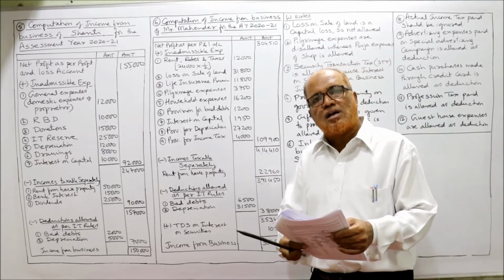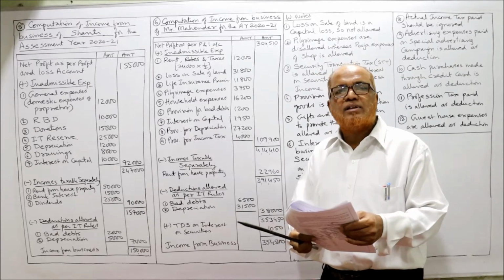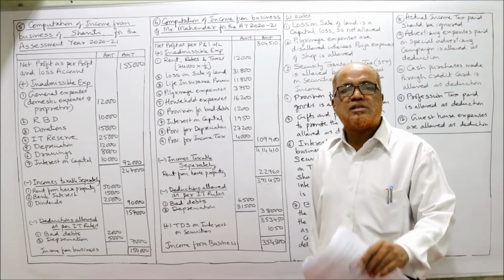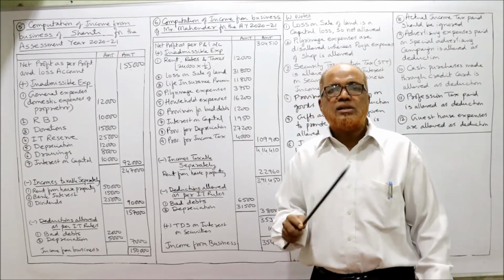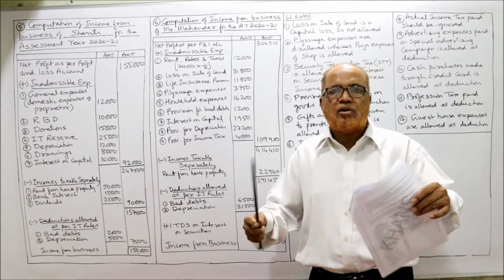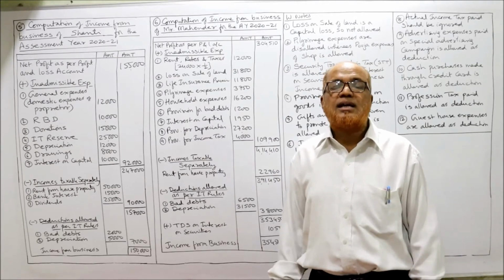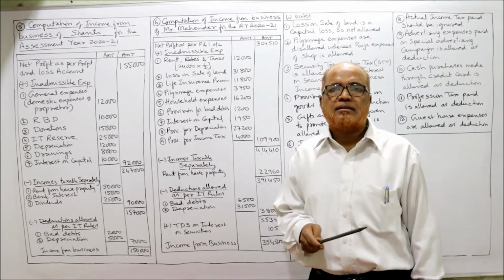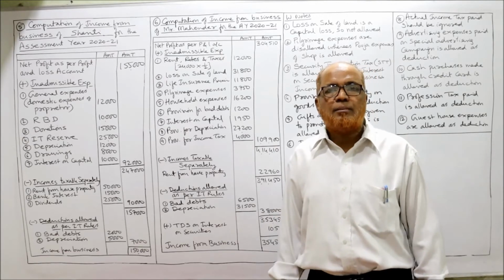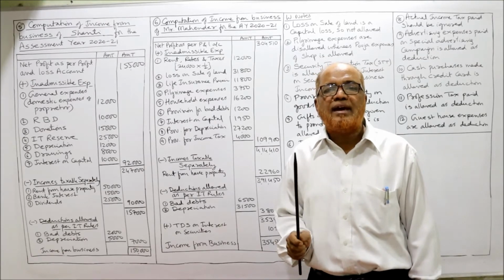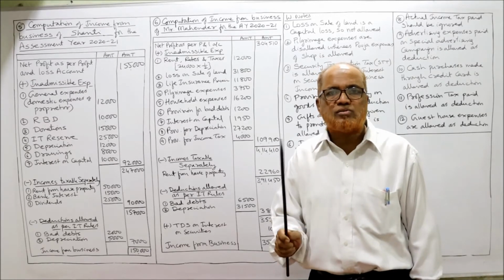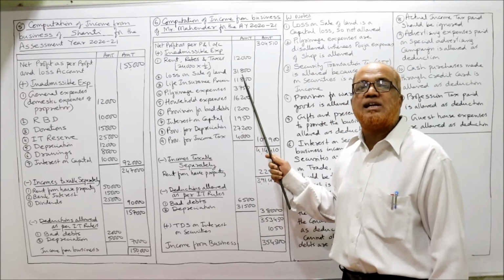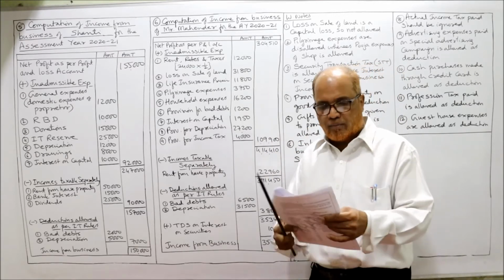Rent, rates and taxes 24,000, half, 12,000 will be disallowed. Next, general charges allowed. Repairs and renewals allowed. Loss on sale of land: land used for business purpose was sold, there is a loss. It's a capital loss. So loss on sale of asset is a capital loss. The Income Tax Act says only revenue loss will be allowed, capital loss will not be allowed. So loss on sale of land is disallowed because it is a capital loss. In the working note you have to write this down.